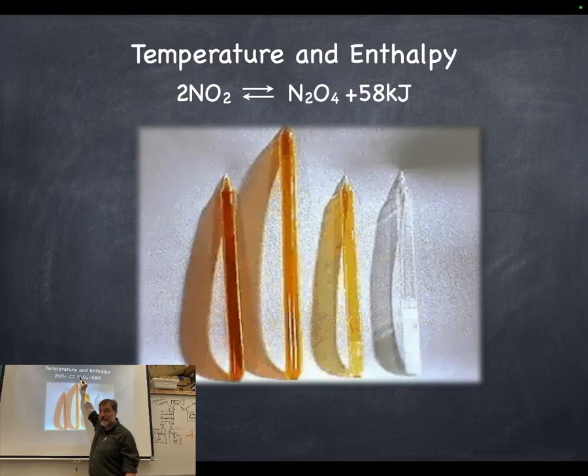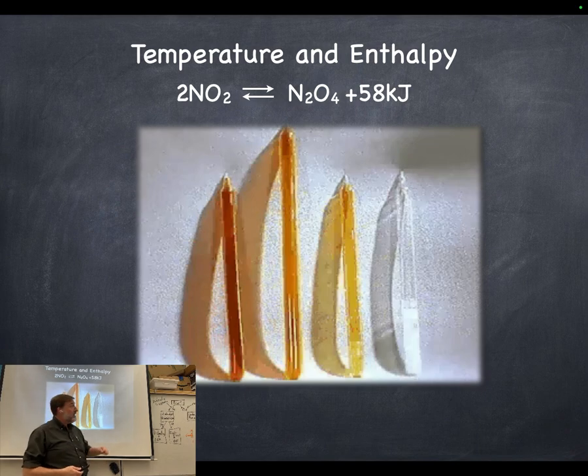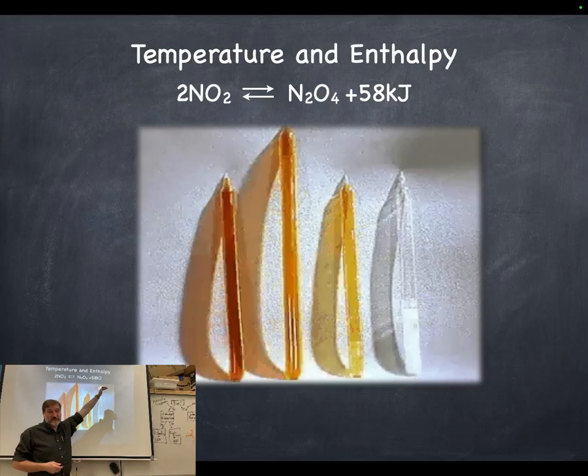More reactants, less products, K goes down. If I were to decrease the temperature, that is as if I'm removing kilojoules. The system shifts to replace what I lost, what I took away. That means it will shift to the right. More products, less reactants, K goes up.